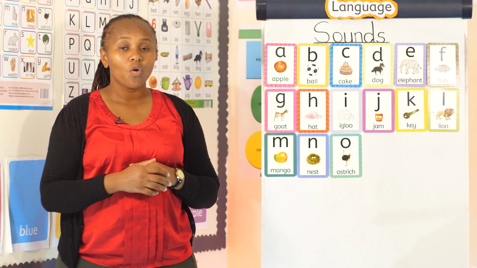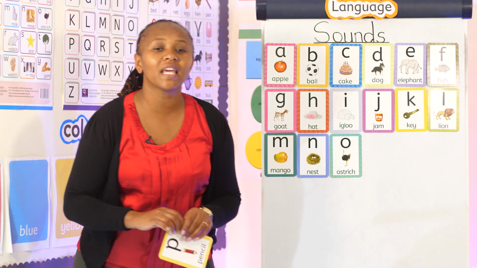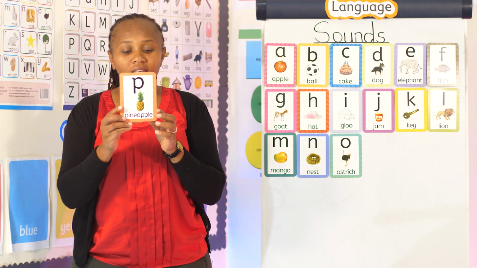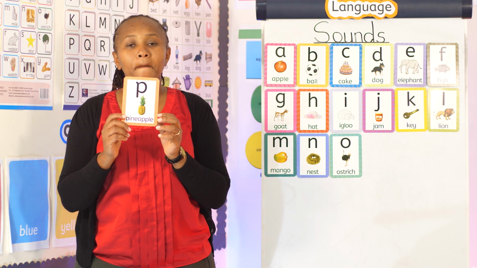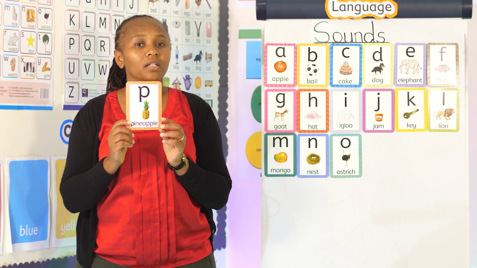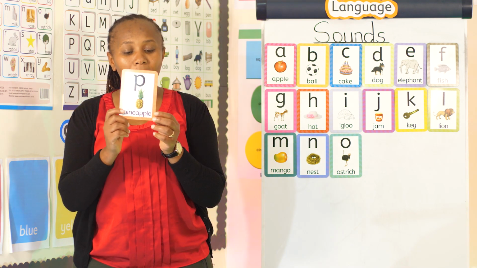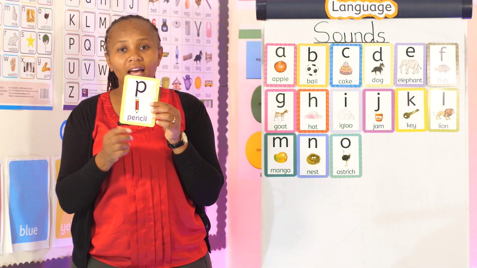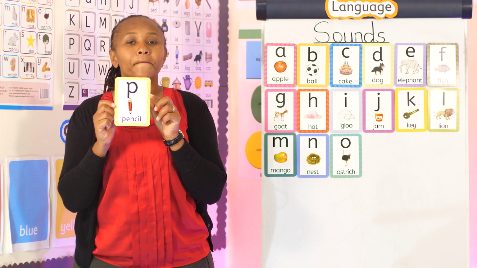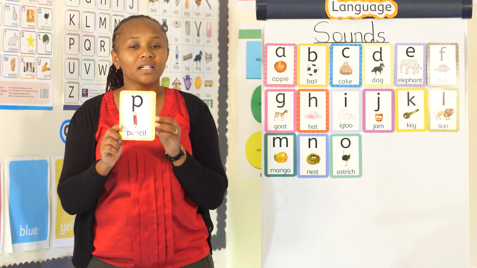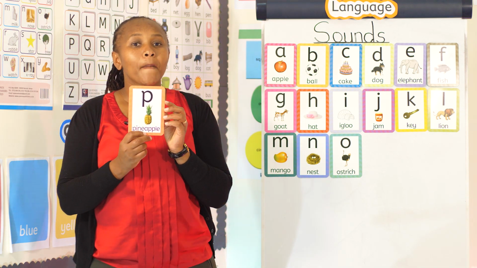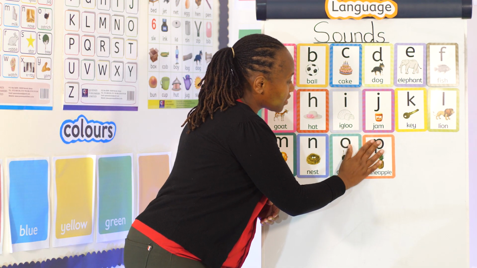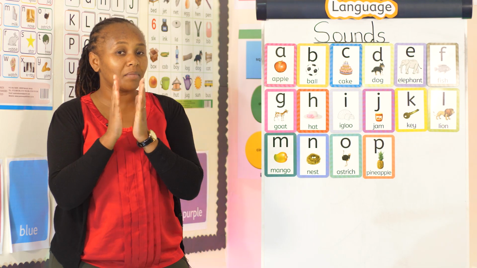And after O, we go to sound. Now pretend like you are blowing a candle and say, this is sound P, pineapple. Say that. P, pineapple. After P, pineapple, we have another picture. Can you guess another picture for sound P? I have a pencil. P, pencil. Repeat after me and say P, pencil. P, pineapple. Okay? I'll stick my sound P there. Well done. Let me give you a clap.